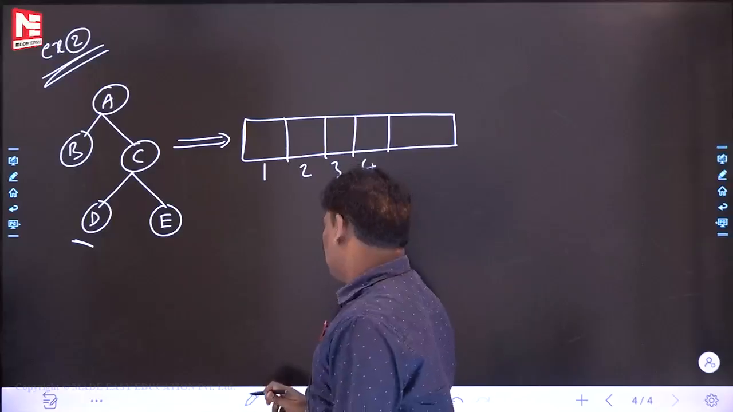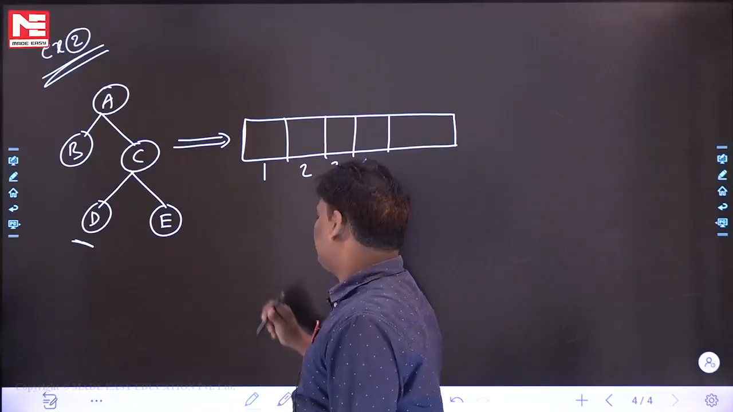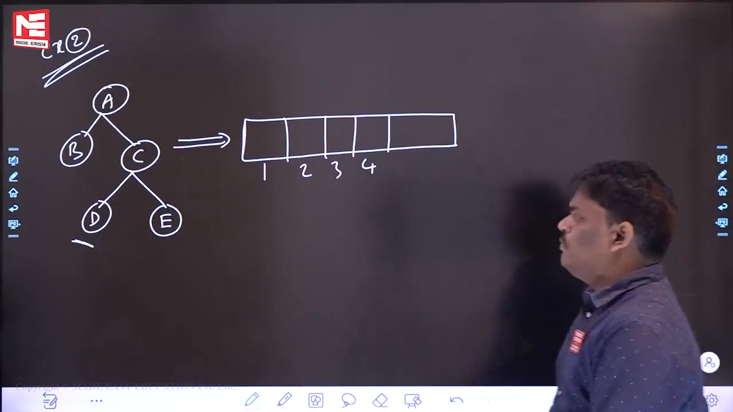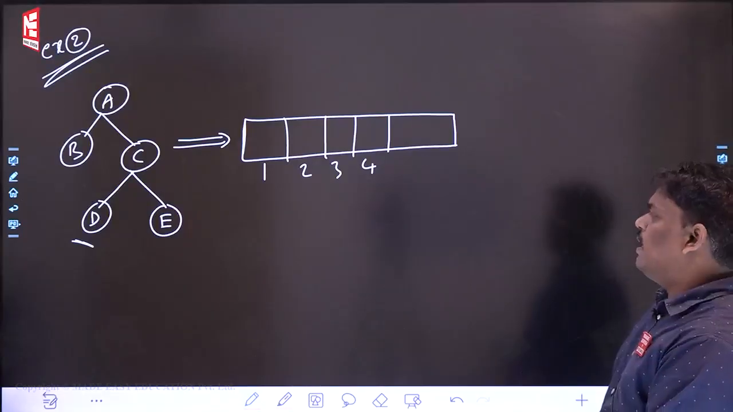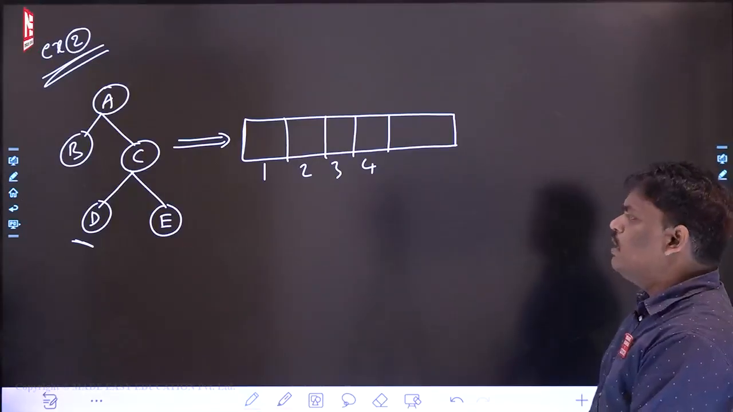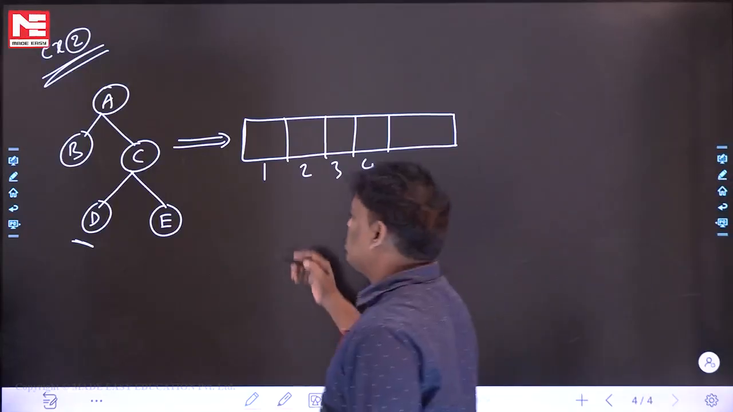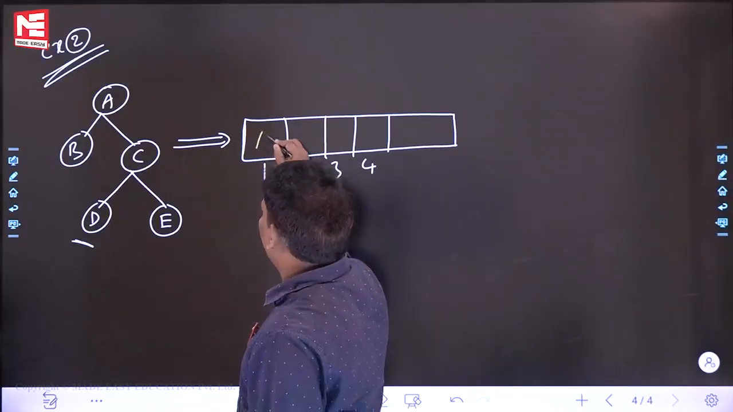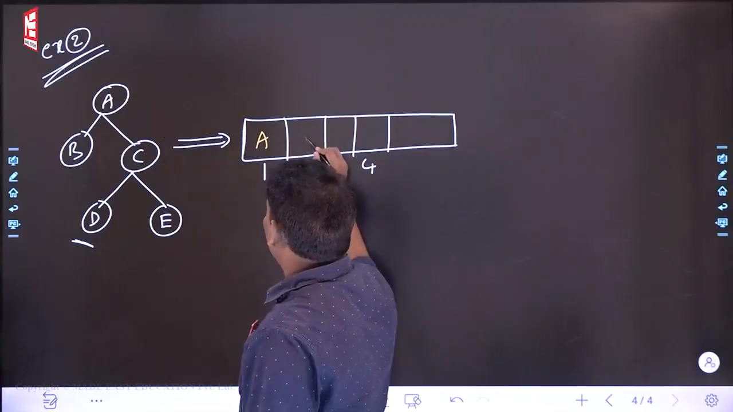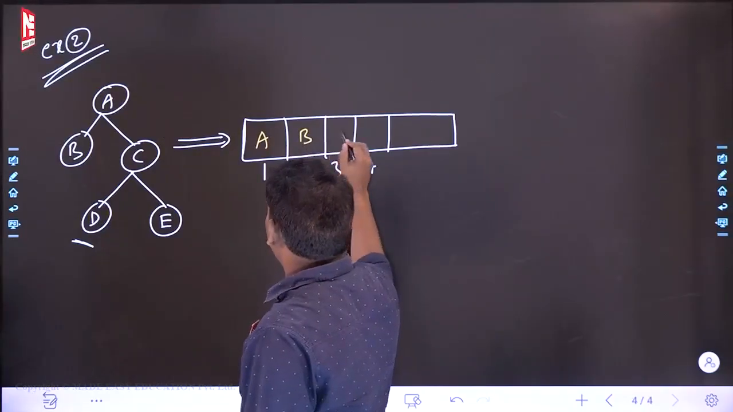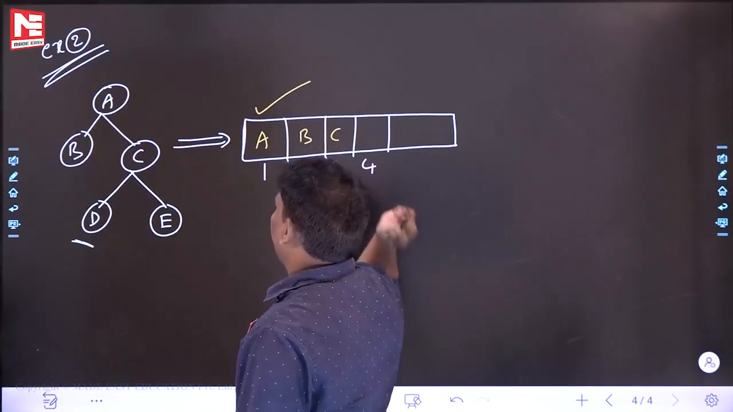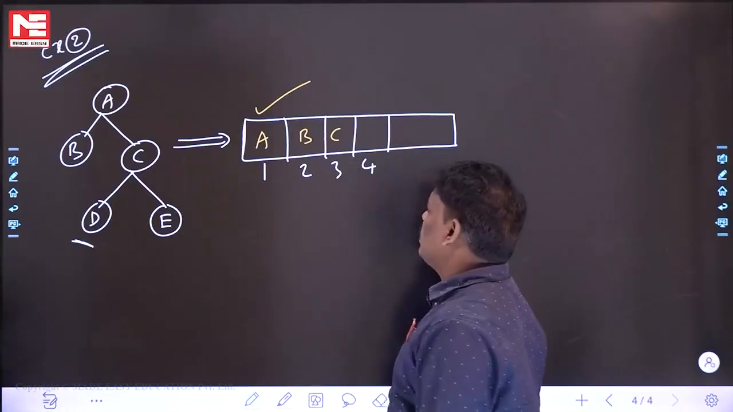Can you help me? Can you try? What is the answer? That is the given problem. Let's start now. First A will be stored, followed by its 2 children, left child first: B, C. Then I can say A is completed. A is followed by its 2 children, B and C.